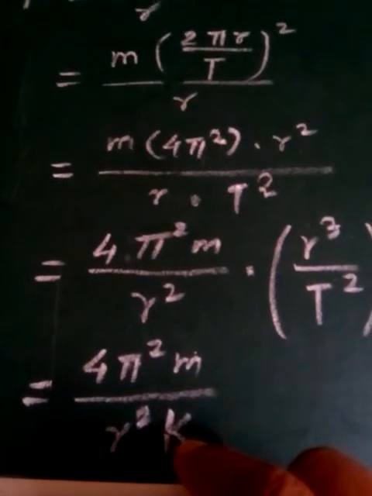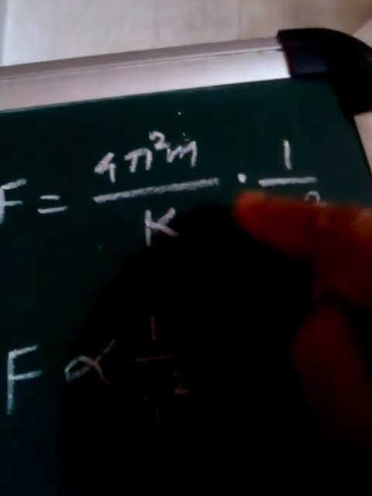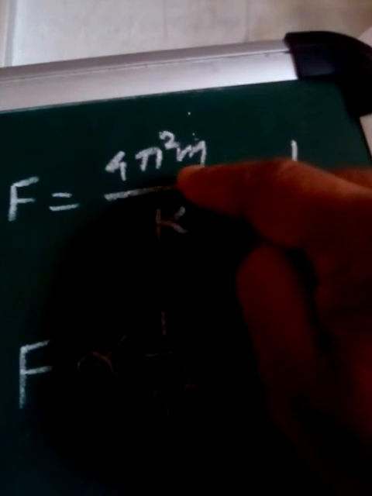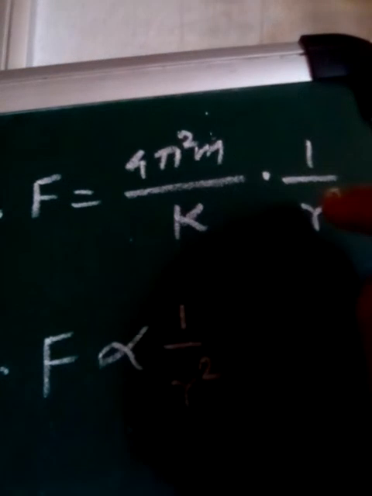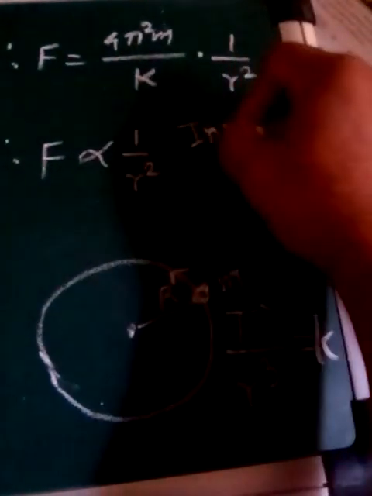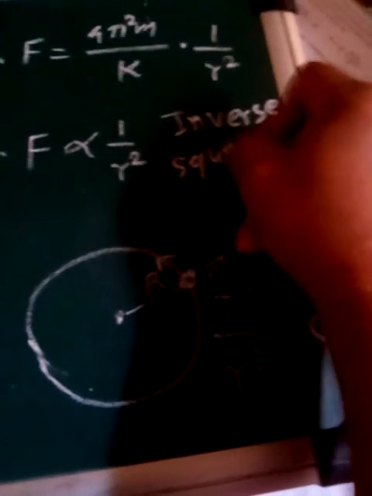So here this r is changing. r is variable. So I put it like this: 4 pi square m upon k into 1 upon r square. Now this 4 is constant, pi is constant, m is constant, k is constant, so all this becomes constant. So force is equal to constant into 1 upon r square. We can write the statement of variation as force is inversely proportional to r square, and this is what is called the inverse square law.